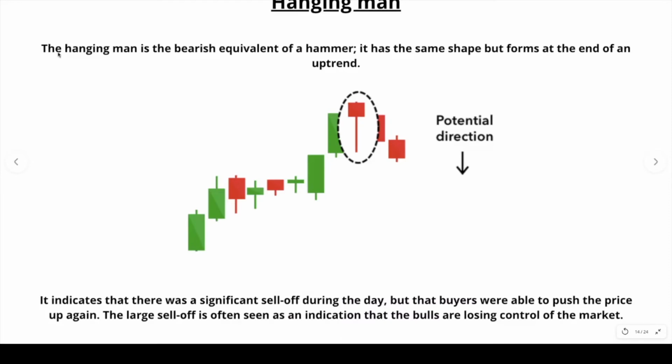Now on to our bearish candlestick patterns. The first one that we will be looking at is the hanging man. The hanging man is the bearish equivalent of a hammer. It has the same shape, but forms at the end of an uptrend. It indicates that there was a significant sell-off during the day, but the buyers were able to push the price up again. The large sell-off is often seen as an indication that the bulls are losing control of the market.